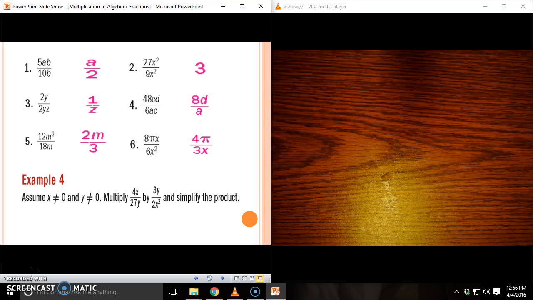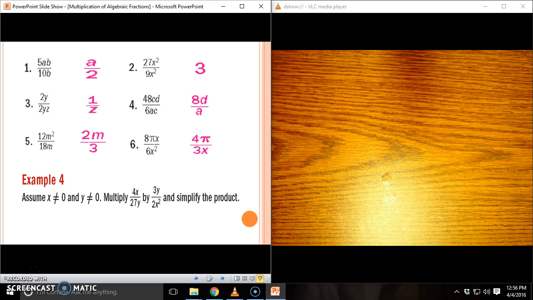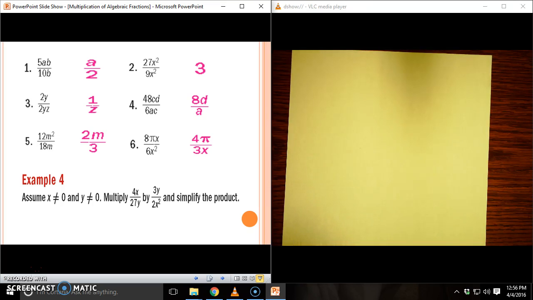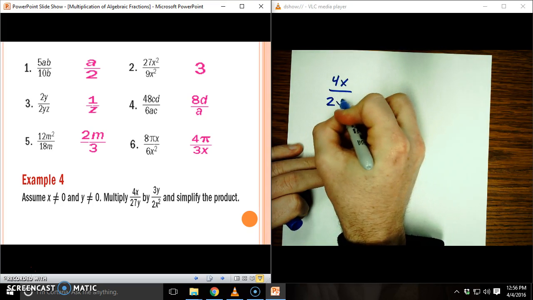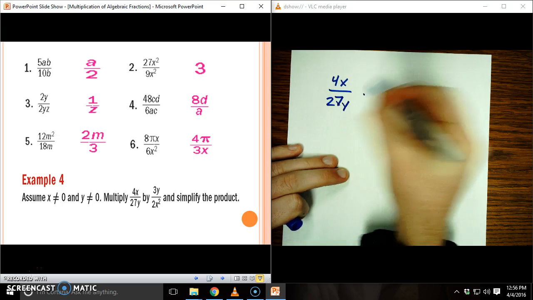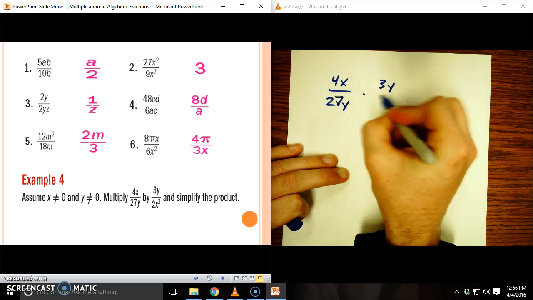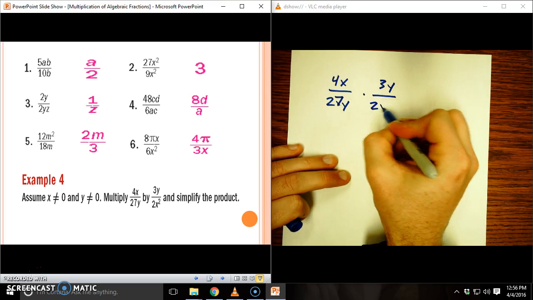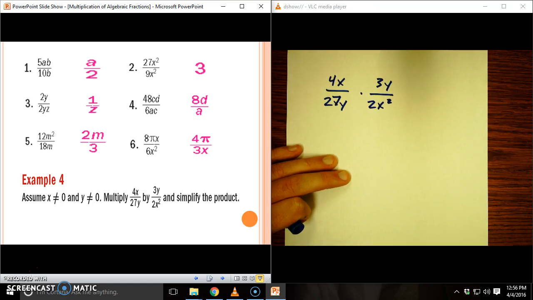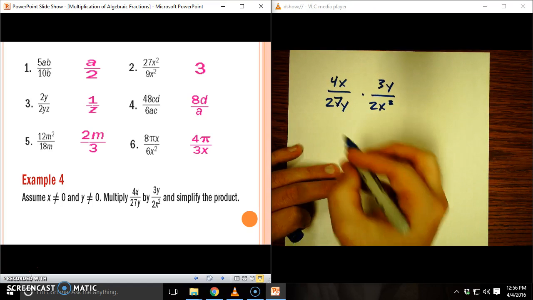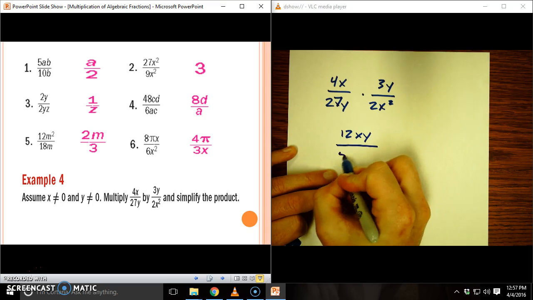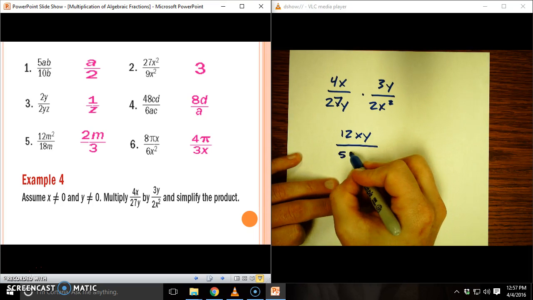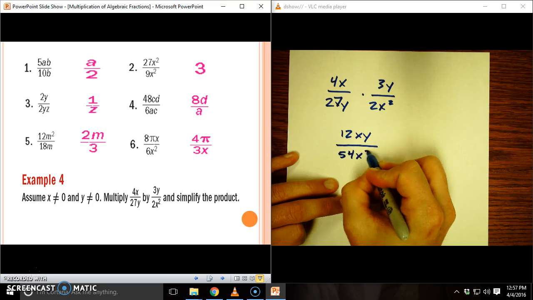Let's take a look at this example. We have 4x over 27y times 3y over 2x squared. So what I'm going to do is multiply straight across, and I'm going to get 12xy divided by 54x squared y.